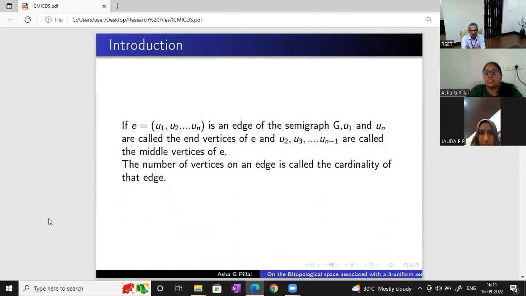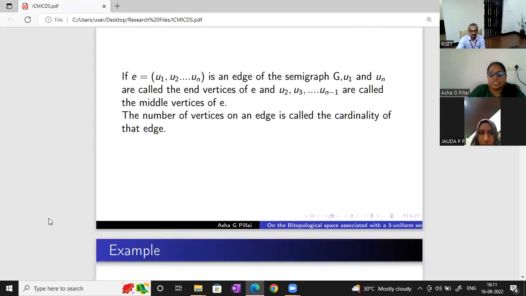If E equals (u1, u2, ..., un) is an edge of the semigraph G, then u1 and un are called the end vertices of E and the other vertices are called the middle vertices. The number of vertices on an edge is called the cardinality of that edge.